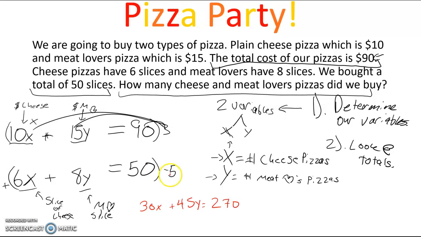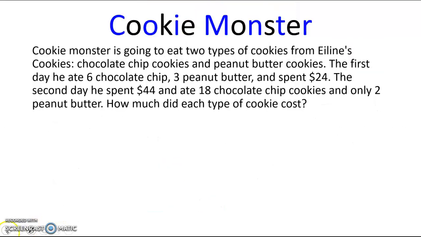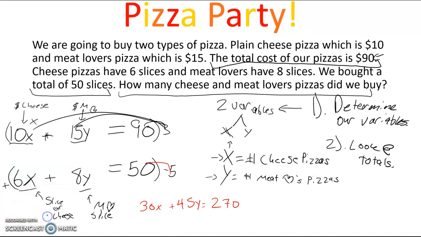And then when I multiply by this -5, I'm going to do this one in green. Distribute out this -5, I get -30x. -5 times 8 gives me -40y. And then 50 times -5 just gets me -250. And then equal those together.